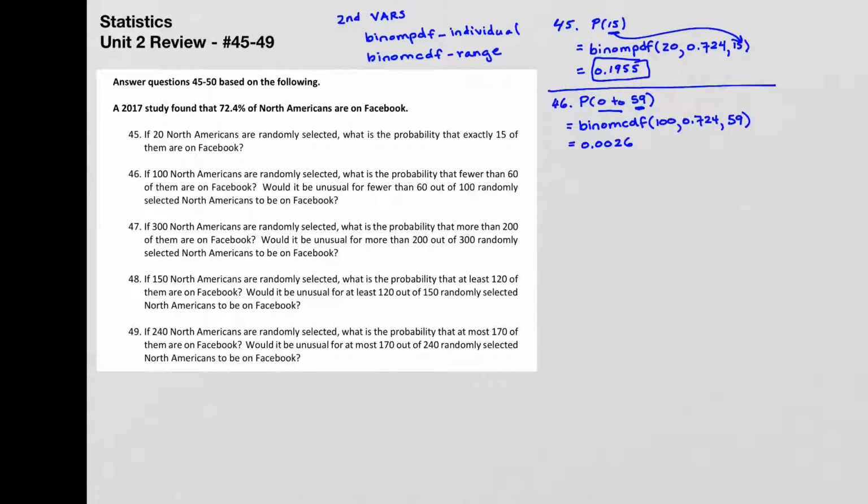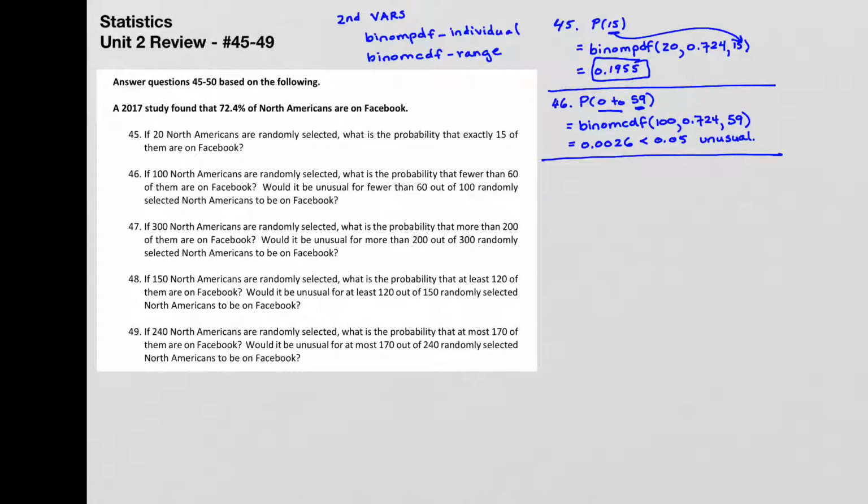And when we calculate this, we get 0.0026. Now, it also asks, would it be unusual for fewer than 60 out of 100 North Americans to be on Facebook? Since this is a very small probability, it's less than 5%. So yes, this would be unusual.